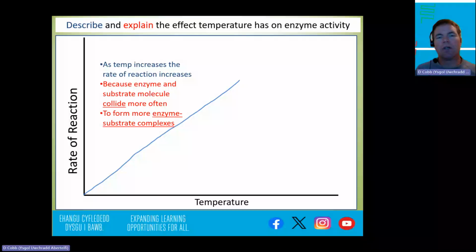And that means you're going to form more enzyme substrate complexes. So if you recall, an enzyme substrate complex is a structure formed when an enzyme has bound to the substrate. And it's a transient, an intermediate state. So before this happens, the enzyme and the substrate are apart from each other. They then bind or associate with each other and form an enzyme substrate complex. And the next step is that that substrate is converted into product.